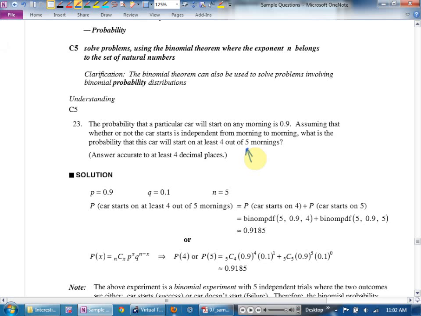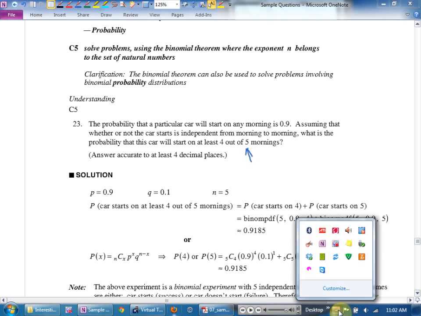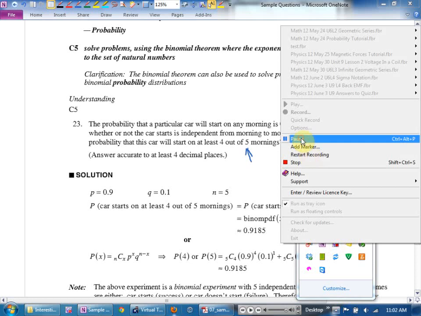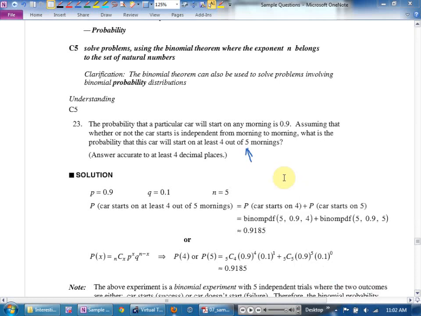This one here wants at least 4 out of 5 mornings. What does at least 4 out of 5 mean? 4 or 5. So you can go binomial PDF 5, 0.9, there's 4 days, 4 times. There's 5 times, add them together. Or you can use the longer version on your formula sheet, which was this one here. Use a shorter one.